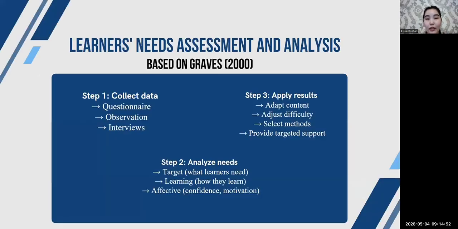Next page. The needs analysis is based on the framework proposed by Graves, which emphasizes systematic data collection and continuous adaptation. The process consists of three main steps. First, we collect data using questionnaires, classroom observations, and informal interviews. Second, we analyze target needs, learning needs, and affective needs, including learners' confidence and motivation. Third, we apply the results by adapting content, adjusting the level of difficulty, selecting appropriate methods, and providing targeted support. The use of multiple tools ensures triangulation, which increases the validity and reliability of the findings.